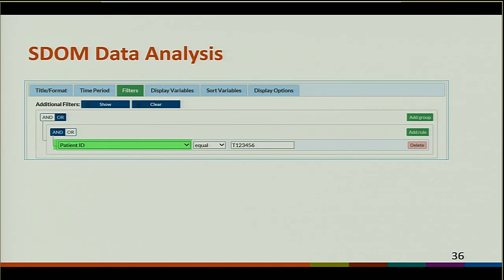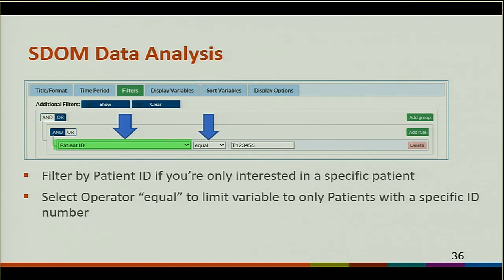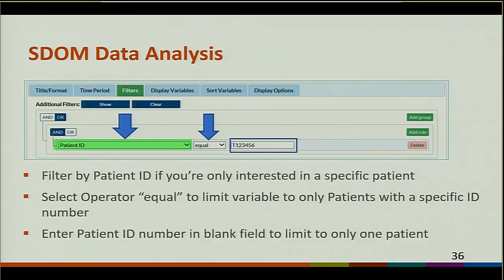The next thing we're going to do is filter our data to get even more specific. Because we're only looking for one patient, we're going to filter this data by using the patient ID, by selecting patient ID in the drop-down menu highlighted here. The next step is to select our operator to equal. This is going to limit the variable to only patients with a specific ID number that we set it to. Finally, we're going to enter that patient ID number in the blank field to limit to only one patient. This is where we must enter Mr. Clark's patient ID exactly as it is recorded in the patient record form.